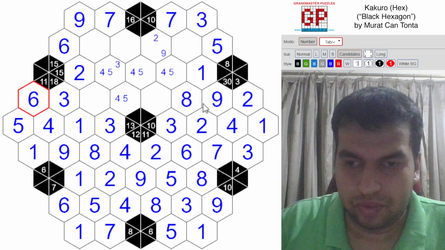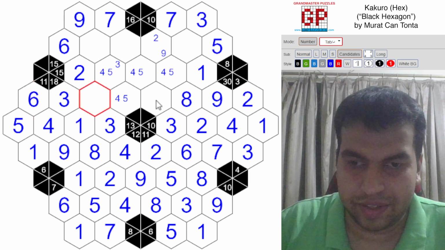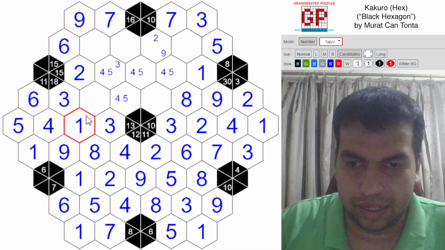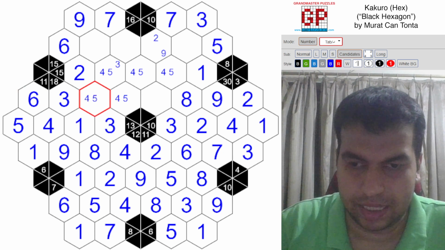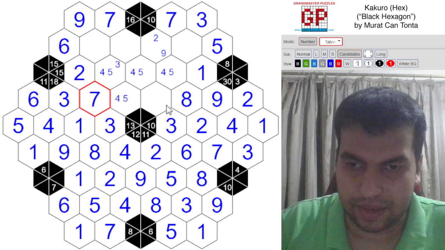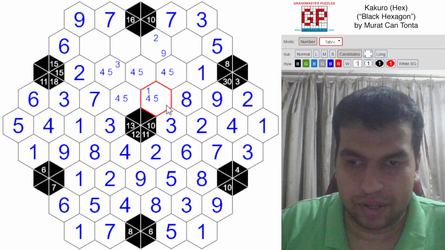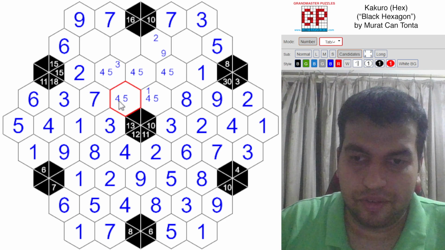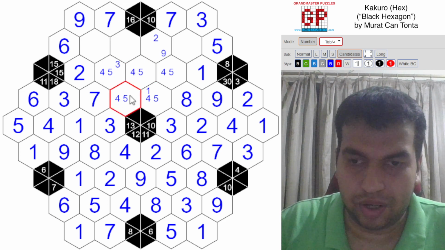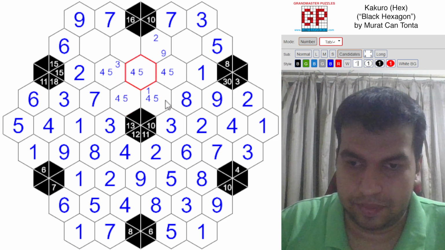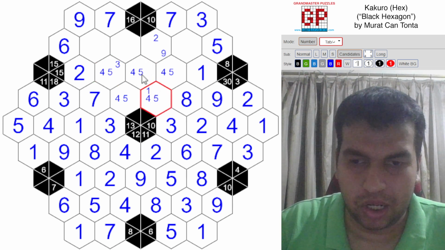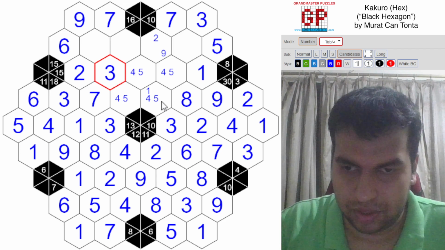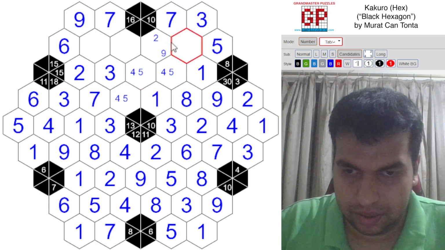Now looking at this row, what's remaining is a 1, 4, 5, and 7. You can't have a 1 here, and you can't have a 4 or 5 either because these are looking at it. So this is a 7, and this is a 1, 4, or 5. But because we have a 4 or 5 pair over here, 4 or 5 cannot come here and it cannot come here because it would block out both of these cells. So this is gone and this is gone.